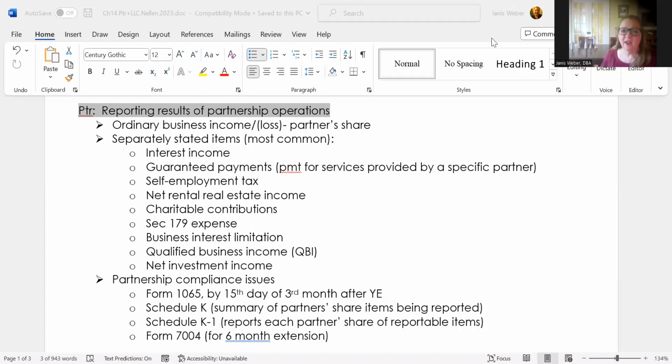I'm not going to dig into all that, but that's why they're separately stated, because there's some need for them to be separately stated when you get to the individual return, since everything that you're showing in a partnership is going to flow through or pass through to that individual return. Well, there's a few exceptions that would be taxed to the partnership, but we're not going to dig into that.